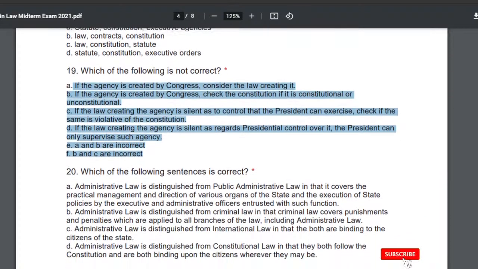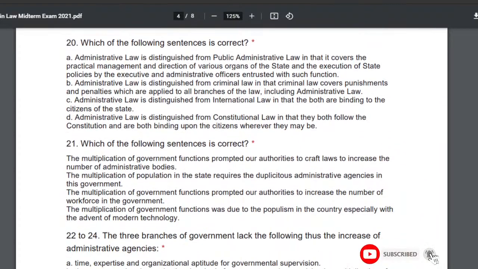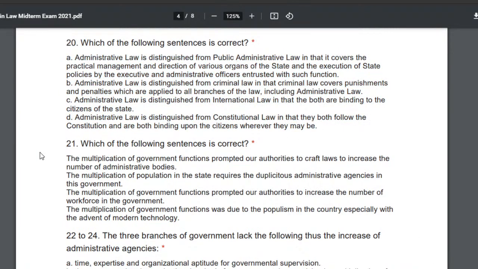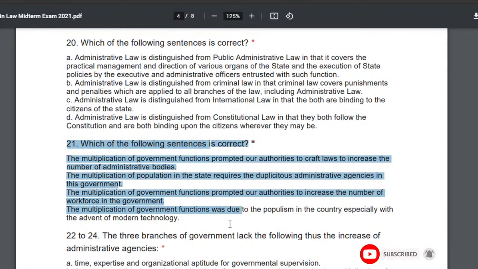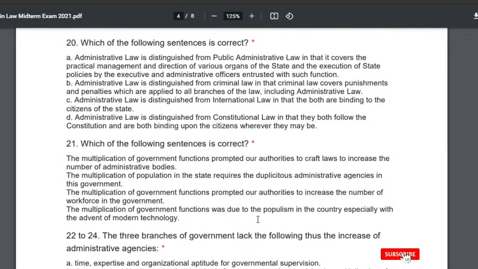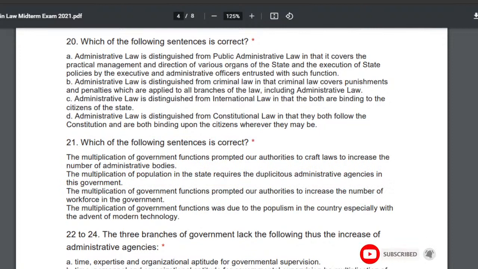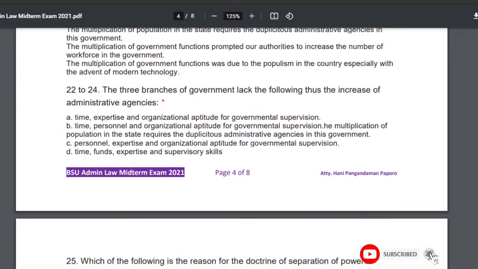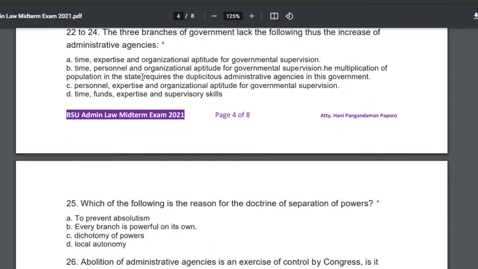Number 20, which of the following sentences is correct? I've already given this to you. Okay, you do a screenshot to this one. Number 21, which of the following sentences is correct also? I already gave this to you also. Okay, you do a screenshot if you want. Discuss this with your classmates, my dear students. 22 to 24. The three branches of government lack the following, thus the increase of admin agencies. Okay, which of the choices?